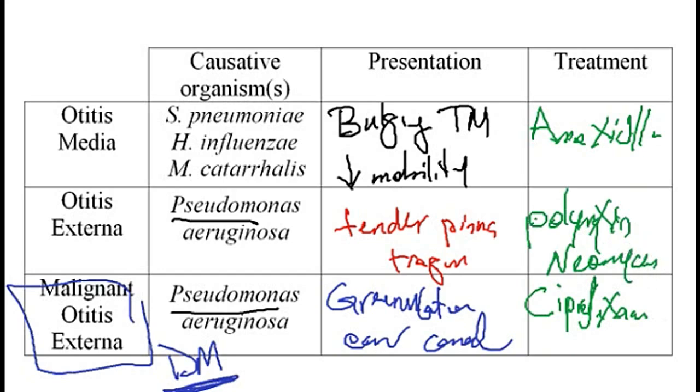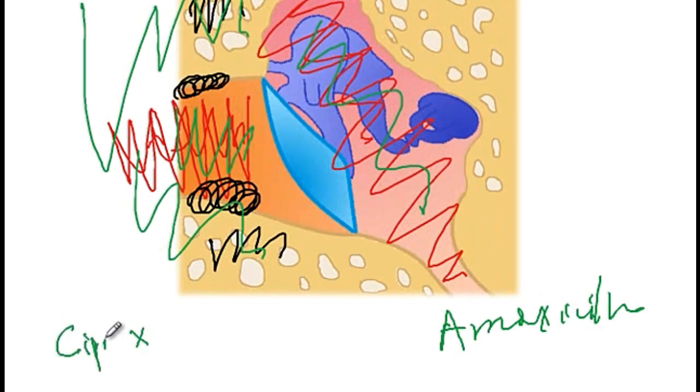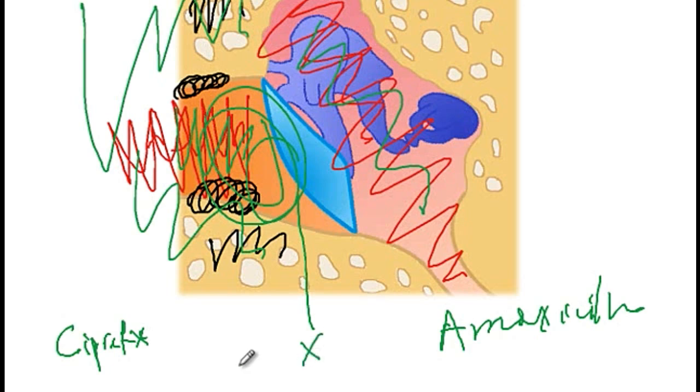So let's go over that again. For the innermost structure, start with A, has an X inside. So for otitis media, we use amoxicillin. For the outermost infection, which is malignant otitis externa, we start with C and has an X, so ciprofloxacin. And then for the middle one, which is otitis externa, we use polymyxin, and we also use neomycin for the treatment of these patients. And that concludes our discussion.